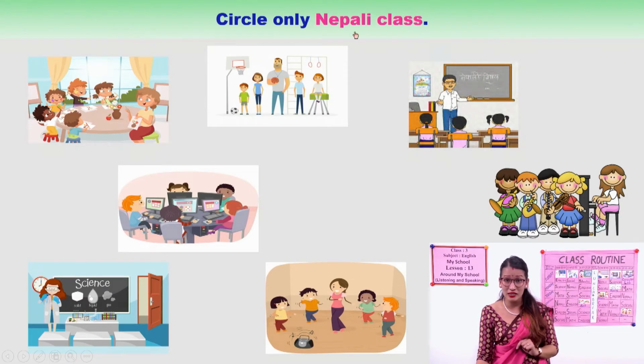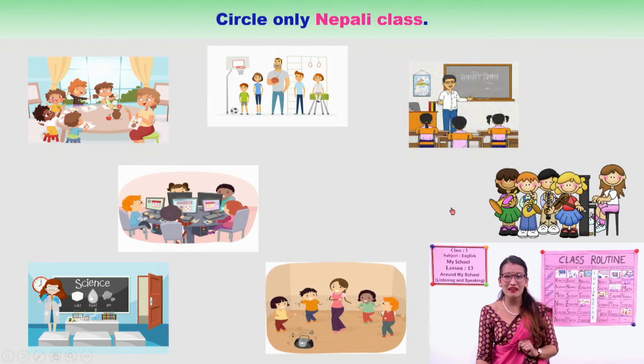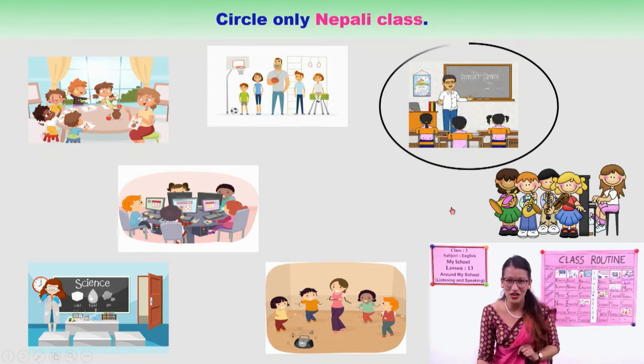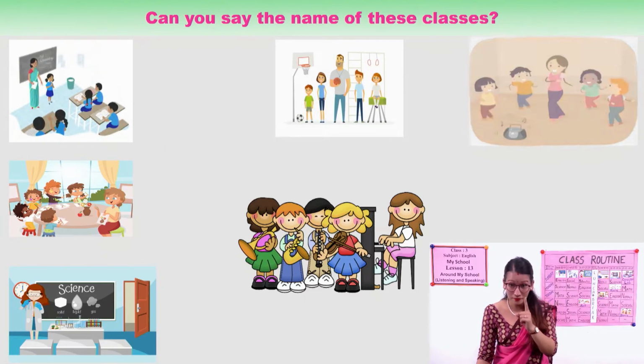Can you read this? Yes, Nepali class. Very good. Can you circle Nepali class? Is this Nepali class? Look at the pictures. Which one is Nepali class? Yes, this one is Nepali class. Excellent. Now, okay. Can you say the names of these classes? This class, can you say the name? Say. Good. This class? This class?